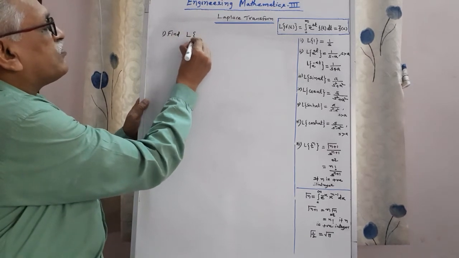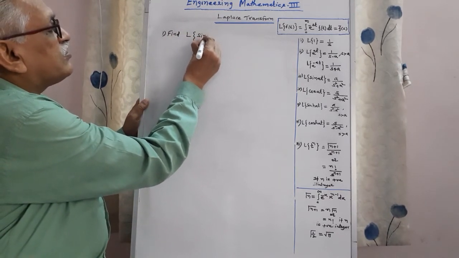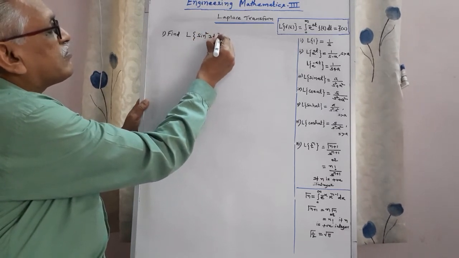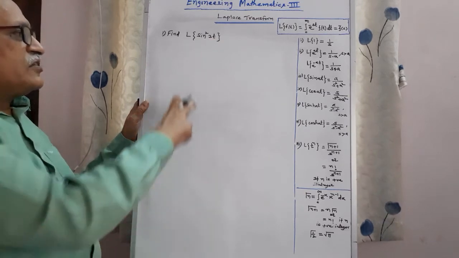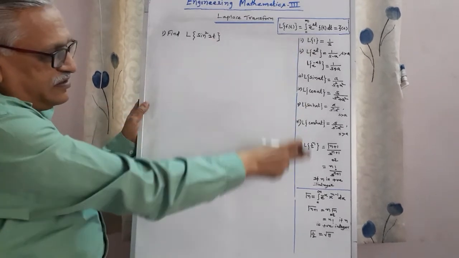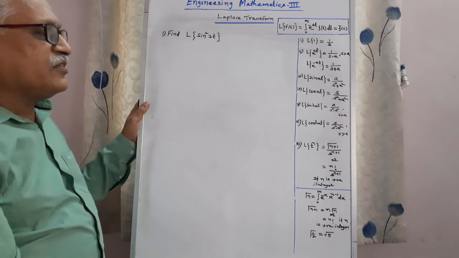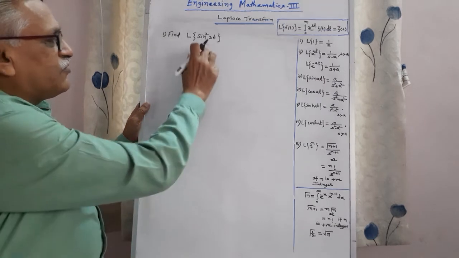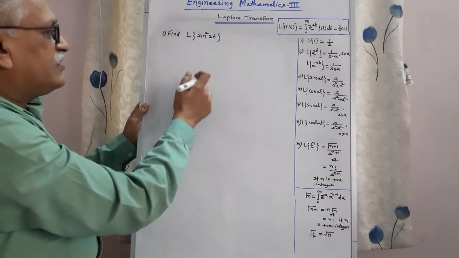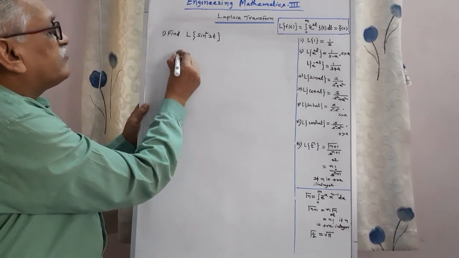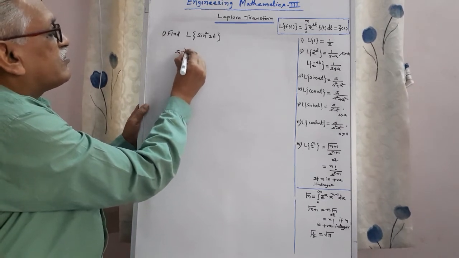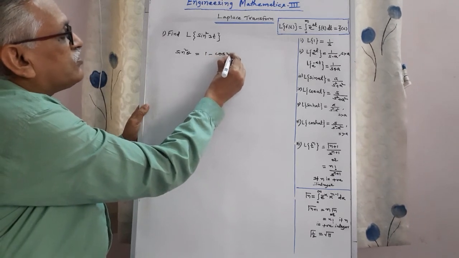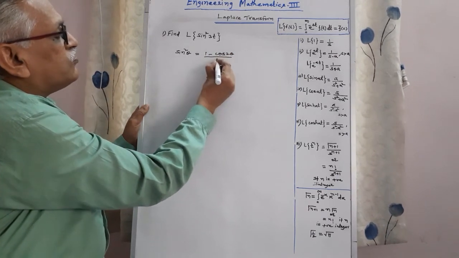Find Laplace of sin square 3t. For sin square we don't have any formula directly. Therefore, we have to convert this sin square theta. We know that sin square theta is 1 minus cos of 2 theta by 2.